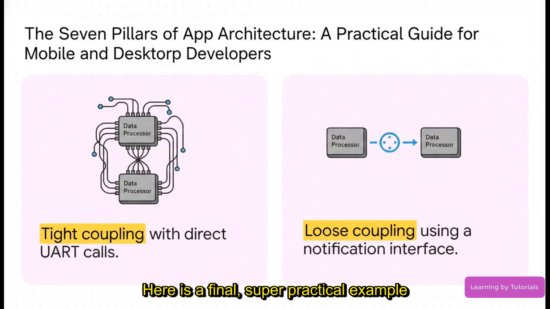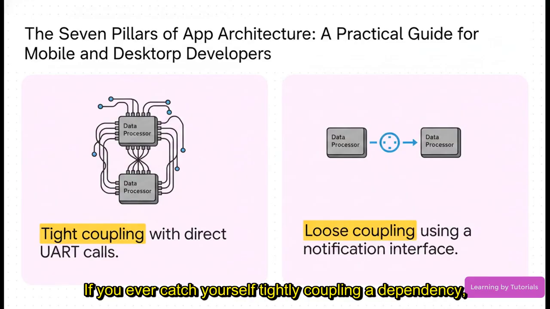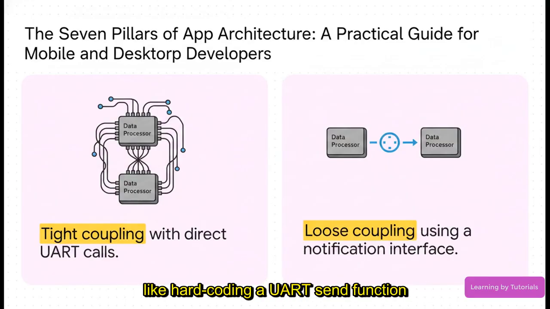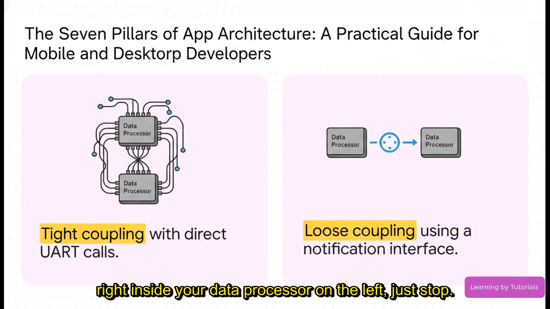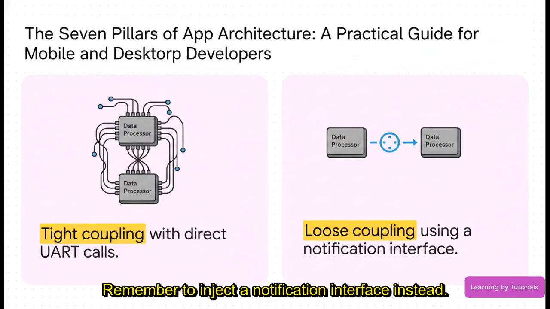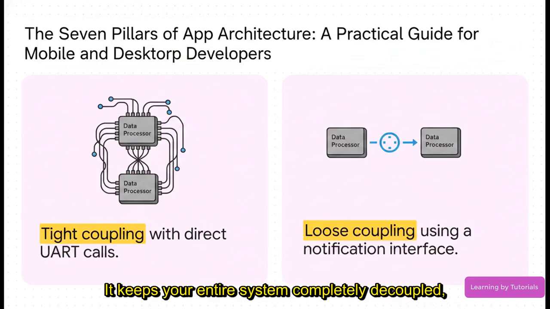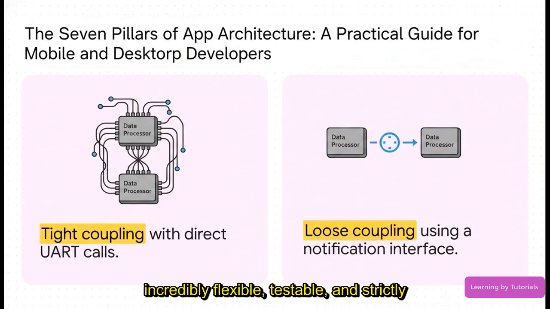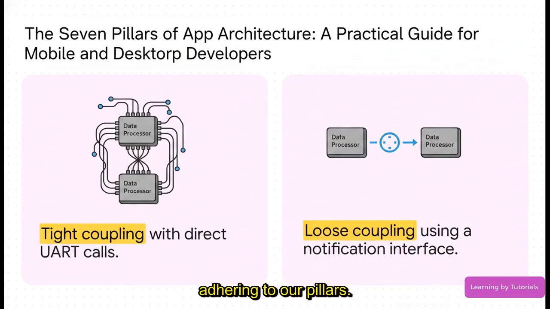Here is a final, super practical example of avoiding these mistakes. If you ever catch yourself tightly coupling a dependency, like hard-coding a UART send function right inside your data processor on the left, just stop. Remember to inject a notification interface instead. It keeps your entire system completely decoupled, incredibly flexible, testable, and strictly adhering to our pillars.